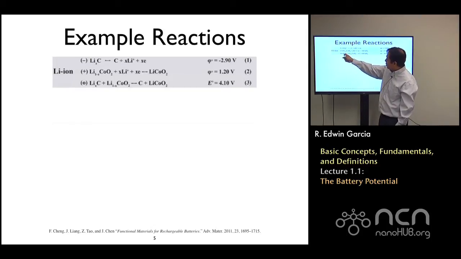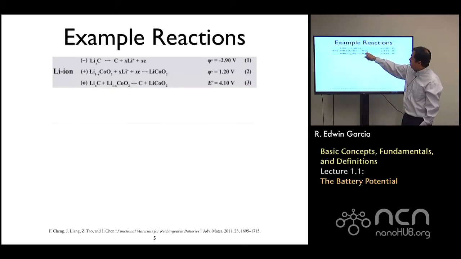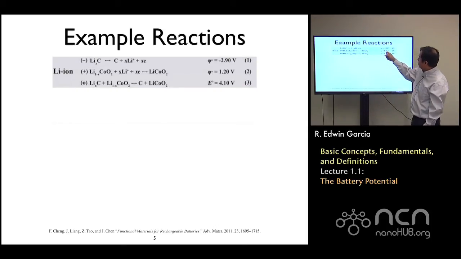If we use a lithium cobalt oxide as the cathode, you can see here that we take X of those ions plus X of those electrons, or we want to put them in. As we put those lithium ions and electrons inside the lithium cobalt oxide, that completes the lattice, and with respect to the hydrogen reference, we have 1.2 volts.